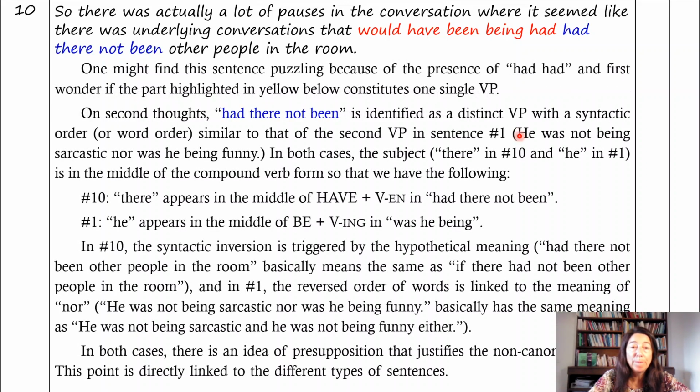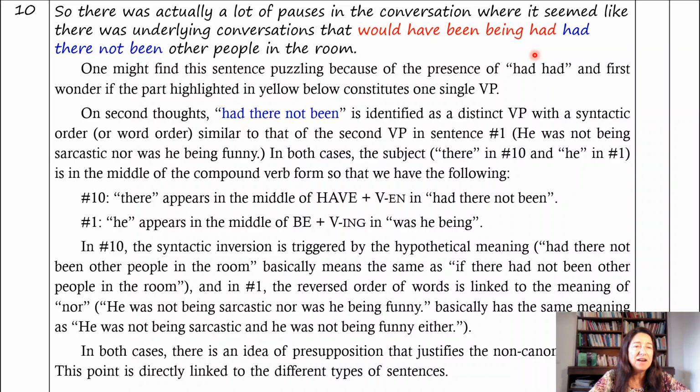So when you read that sentence, you can hear that there's a very short pause here, and that there are 2 verb phrases. The first one in red would have been being had, and the second one in blue, had there not been.